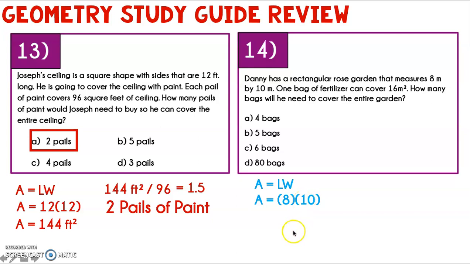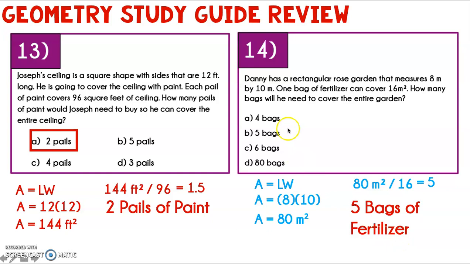So 8 times 10 tells us that the area of the garden is 80 meters squared. So we're going to take our 80 meters squared and divide it by the 16 meters squared that each bag covers. So that tells us that it's going to take him 5 bags of fertilizer, or B.